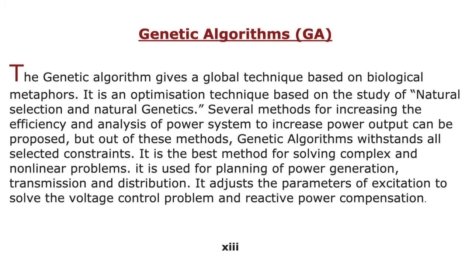Several methods for increasing the efficiency and analysis of a power system to increase power output can be proposed, but out of these methods, genetic algorithm withstands all selected constraints. It is the best method for solving complex and non-linear problems. It is used for planning of power generation, transmission and distribution. It adjusts the parametric excitation to solve a voltage control problem and reactive power compensation.